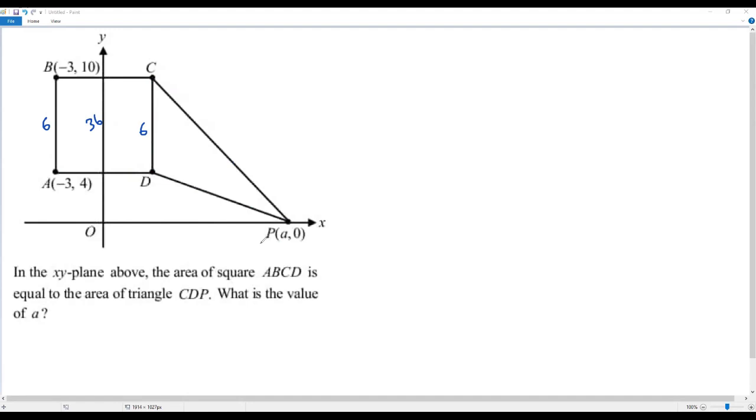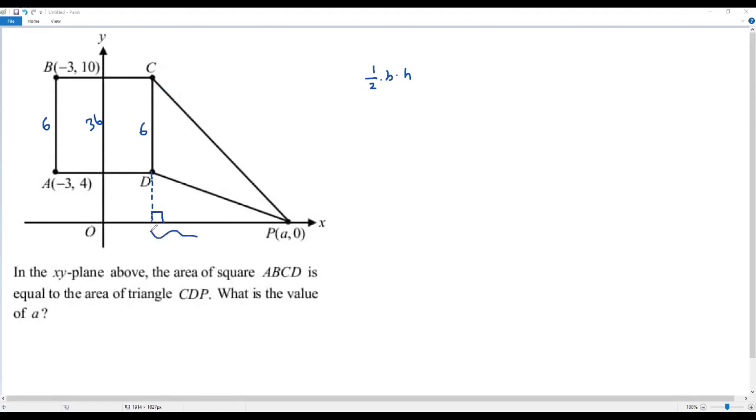For that, we have to use the formula for the area of a triangle, 1/2 times base times height. Here we can consider the side CD of the triangle as the base, because we know the length of this line segment CD. Then how do we get the height of the triangle? For that, let me extend the base CD to the x-axis over here. Since it's a vertical line, when we extend this one, it will form a right angle over here.